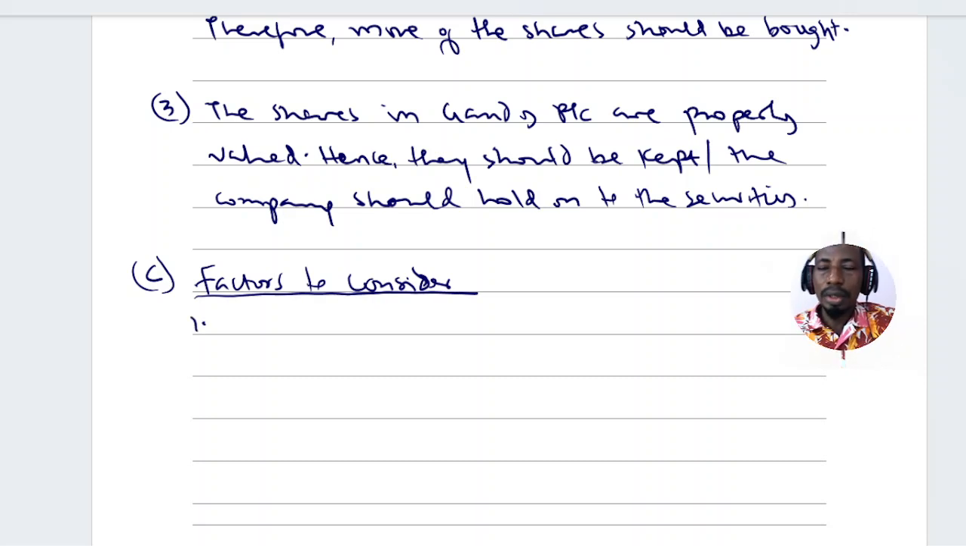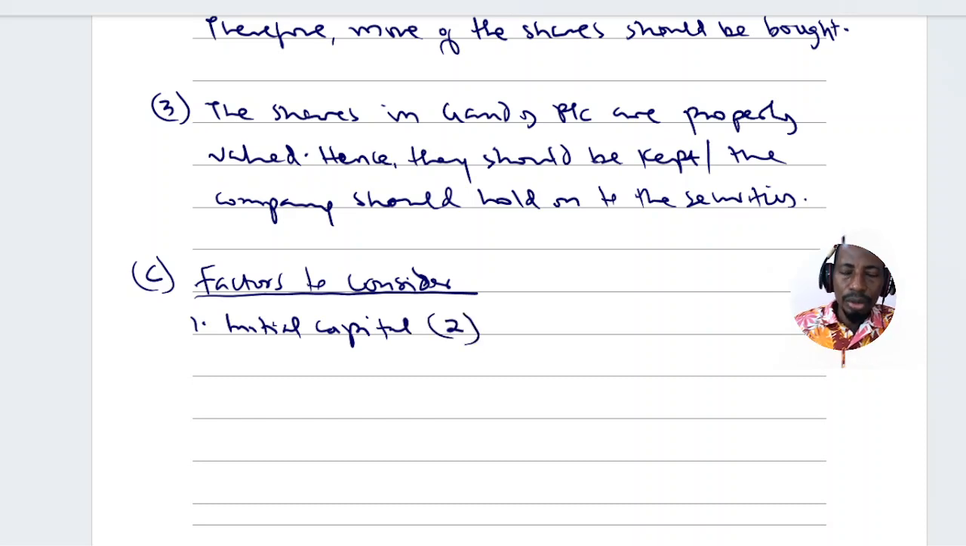Number 1 factor is initial investments. If you don't have the initial investments, of course, you won't be able to undertake the investments. So initial capital is one of the factors to consider. Number 2, you also need to consider the tenure of the investment. How long is the investment? Is it for 3 months, 6 months, 180 days, or 1 year? Short-term marketable securities should be 1 year and below. So tenure.